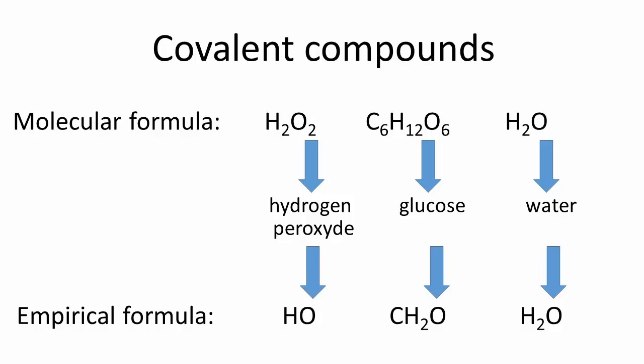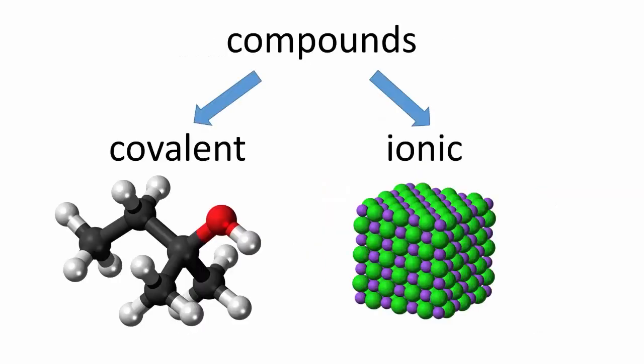In the case of ionic compounds, where we only have a lattice of cations and anions, no distinct molecules exist. As there are no distinct molecules, the only meaningful formula is the empirical formula.